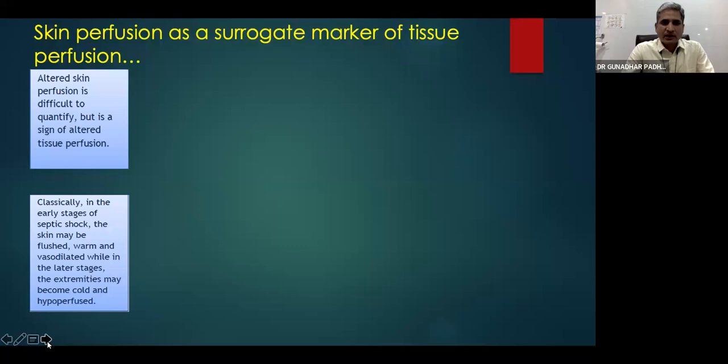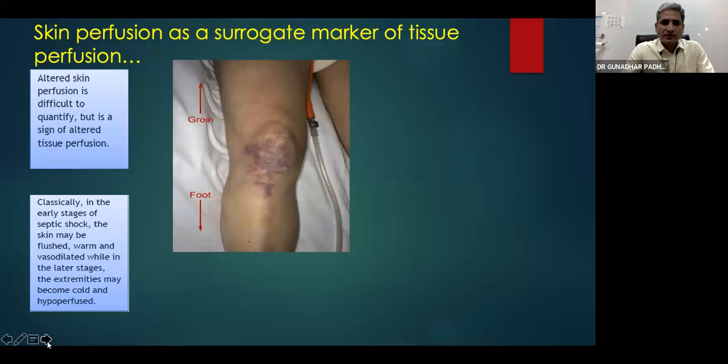Classically, in the early stage of septic shock, the skin may be flushed, warm, and vasodilated, and this is called vasodilatory shock. While in the later stage of most shocks, the extremities may become very cold and clammy, and the patient ultimately goes into some kind of circulatory failure. That is why identifying the earliest signs is very, very important.